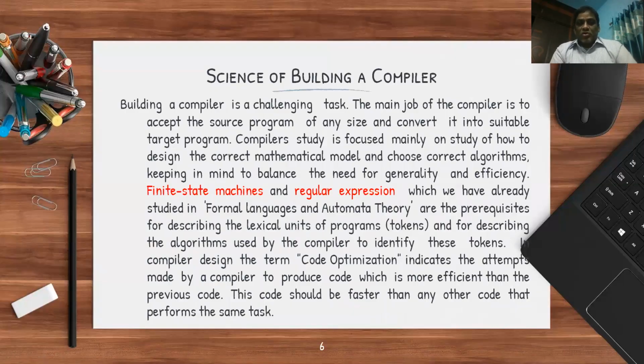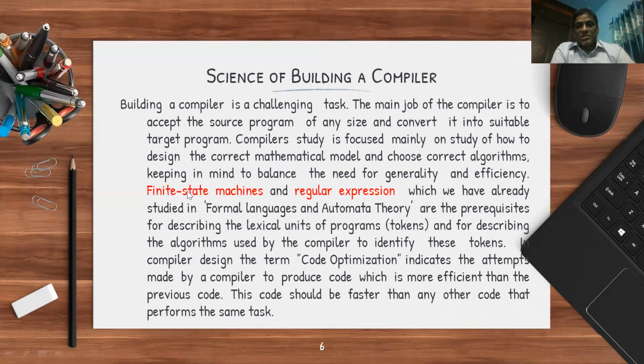And when we talk about compiler design, what are the things that we need to learn? The science of building a compiler. So if you want to develop a compiler, what are the things that you need to learn? First thing we need to understand is we are going to develop a mathematical model. Therefore, we need some finite state machines and regular expression concepts, as the compiler uses these two concepts in the first two phases of its design.